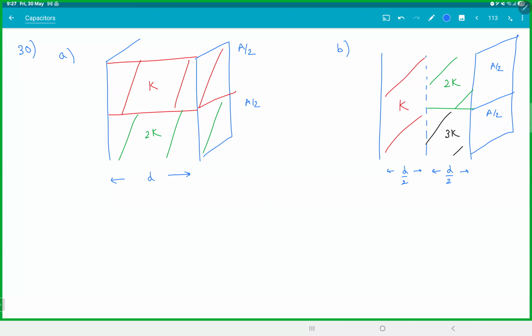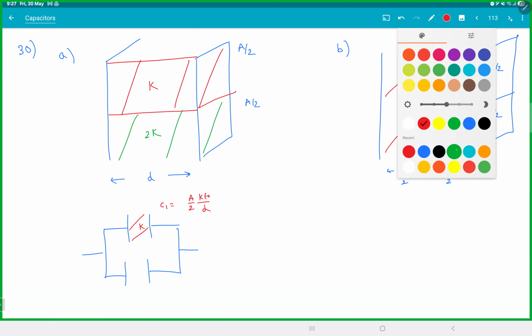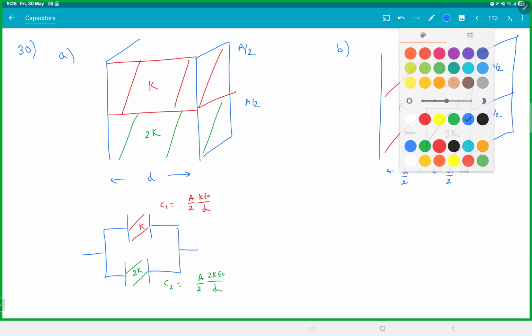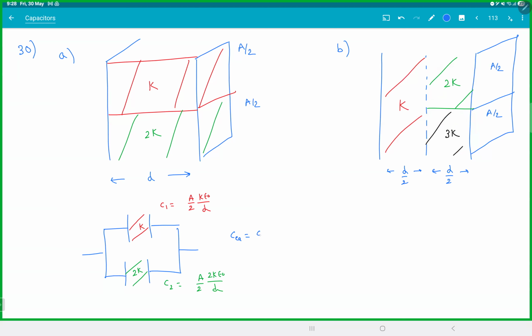First was easy. What do you do? Treat them as two capacitors, the upper one and the lower one. This will be C1, which has area A by 2, and instead of epsilon, K epsilon, distance is D. And this is C2. Area is A by 2, and this would be 2K epsilon by d. Both are in parallel, so C equivalent is C1 plus C2, which is 3K epsilon by 2d.